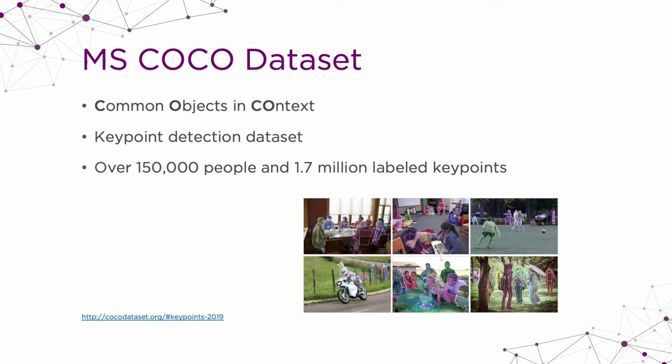They also have a key point detection data set. We have over 150,000 people and 1.7 million labeled key points. So again, like we saw with the stick figures, this is a really good data set if key point estimation is something that's interesting to you, because you can imagine that training a network that learns to recognize people requires a lot of training data.